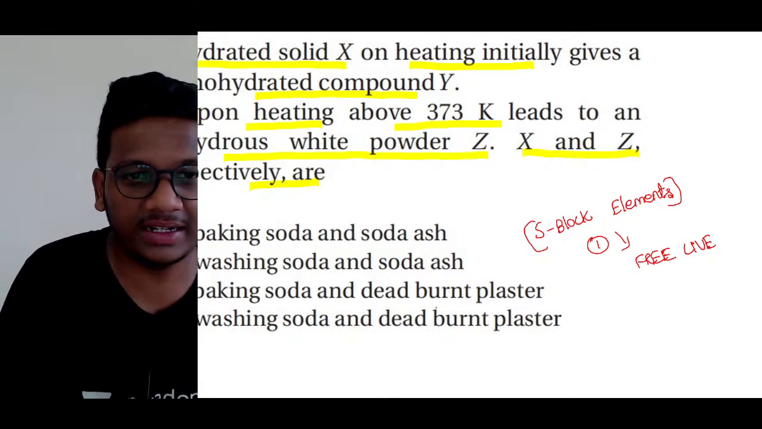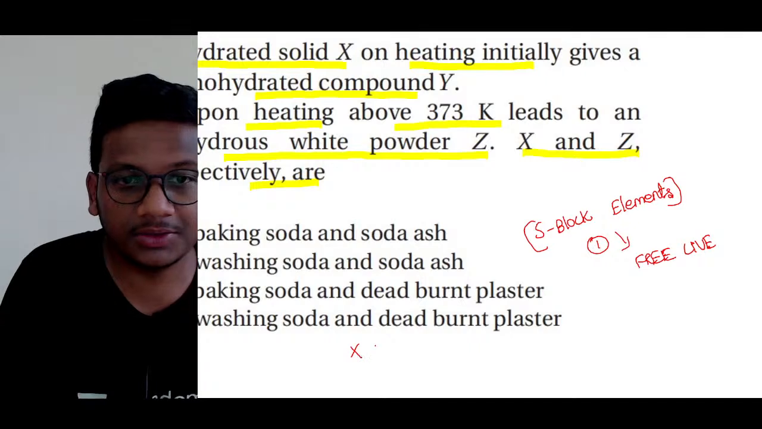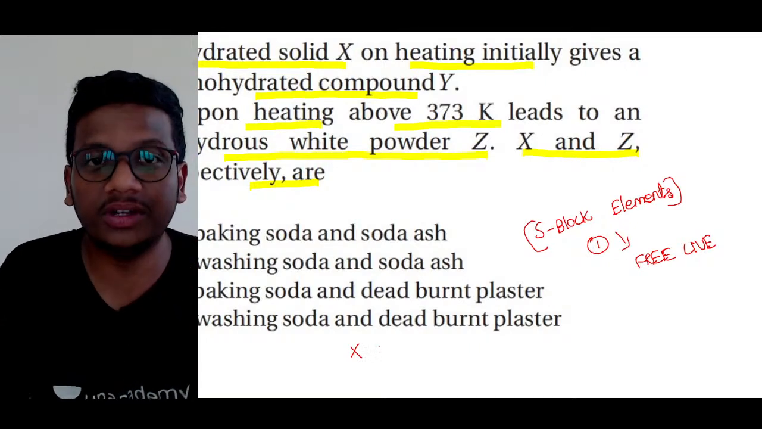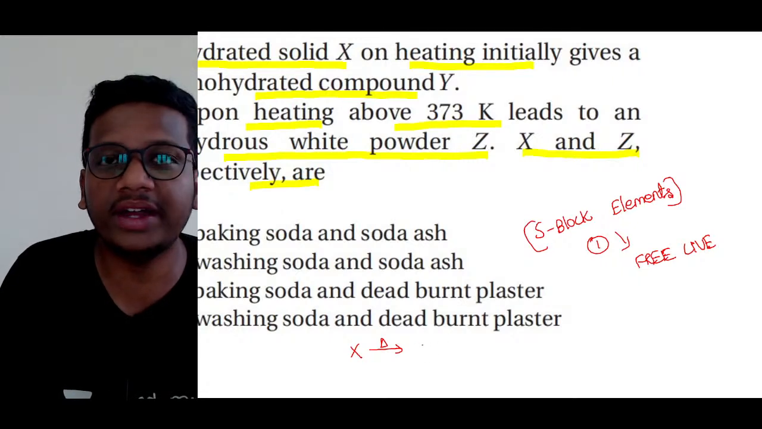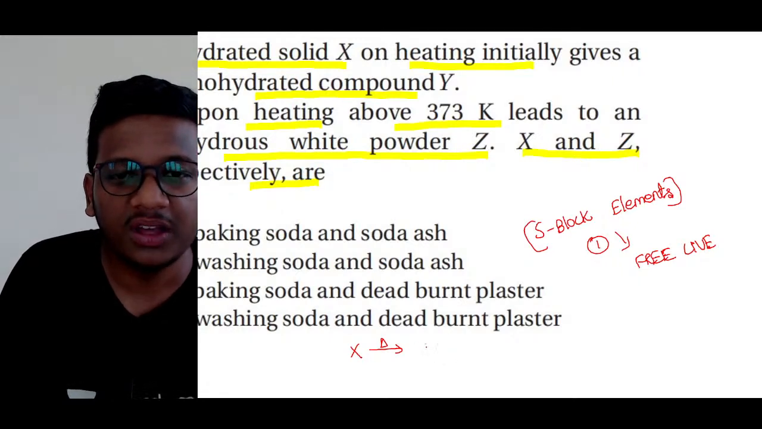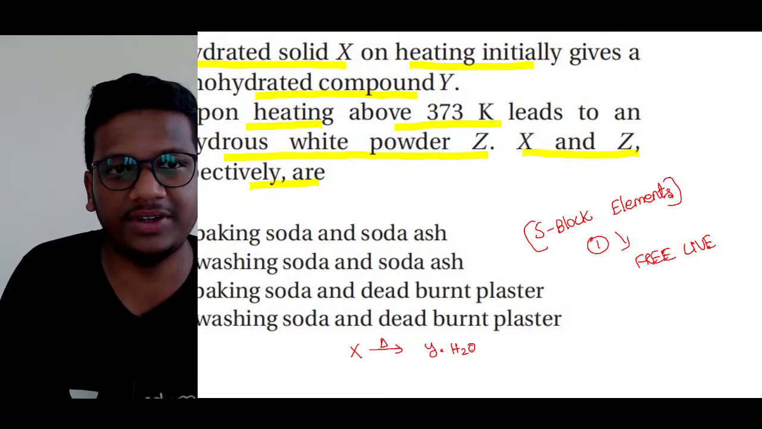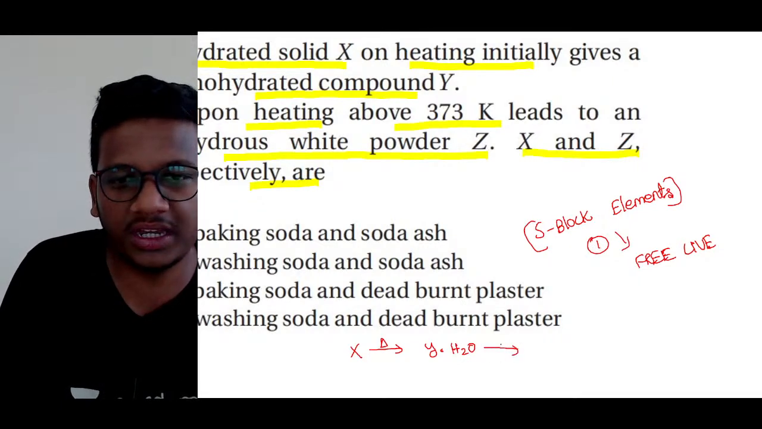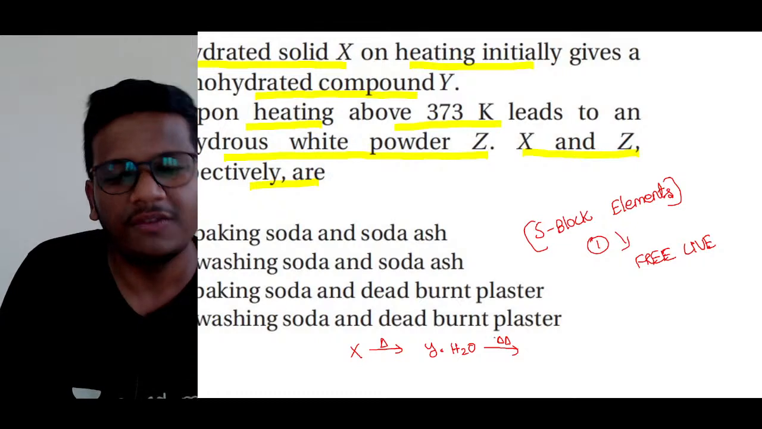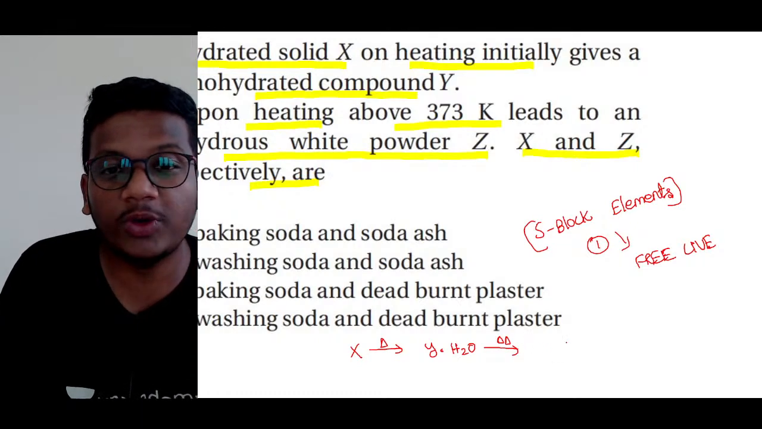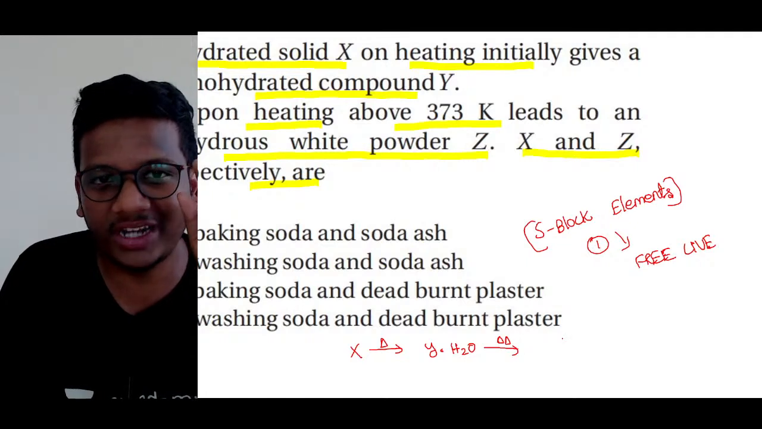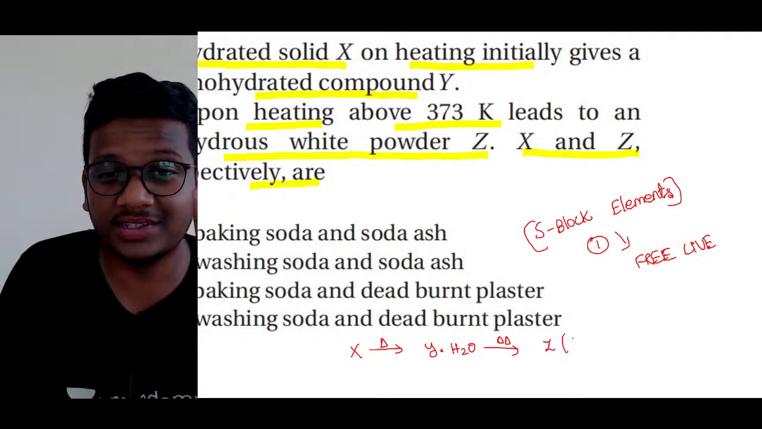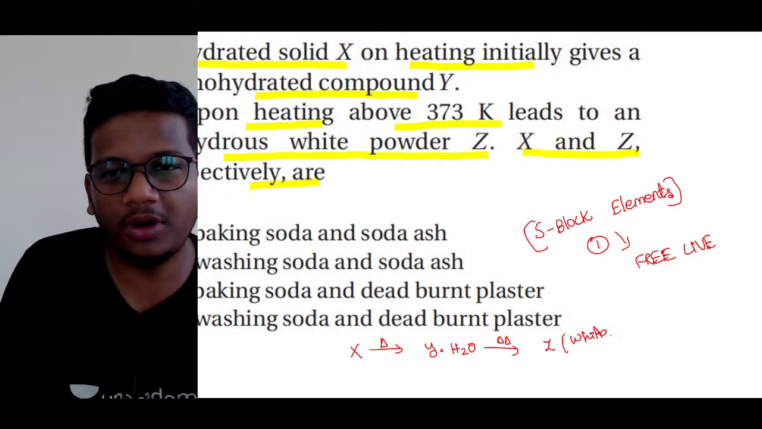Yes, a hydrated solid. So note down, my X is going to be a hydrated solid, right? It is going to be heated initially. If you just heat it, you are going to get a monohydrated compound, so a compound Y.H2O, just H2O is going to be present. Above 373 Kelvin, very high temperature, if you heat the Y, it leads to an anhydrous white powder. Note down, guys, it's going to be an anhydrous white powder. That is your compound Z. So what are X and Z?